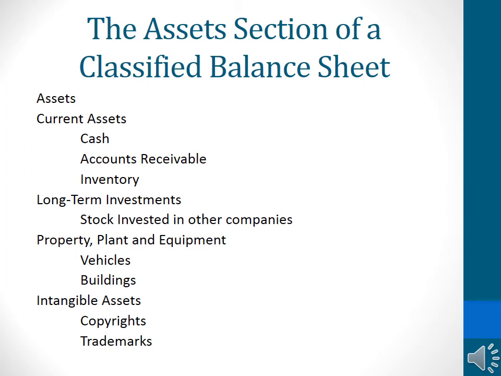Property, plant, and equipment is the kinds of long-term assets that we've talked about: vehicles, buildings, machinery, land. And intangible assets. These are assets that are granted by signing a contract and paying for them. Usually these are granted by either another company or by the government. Copyrights, trademarks, patents, goodwill, these are the kinds of intangible assets we might find.